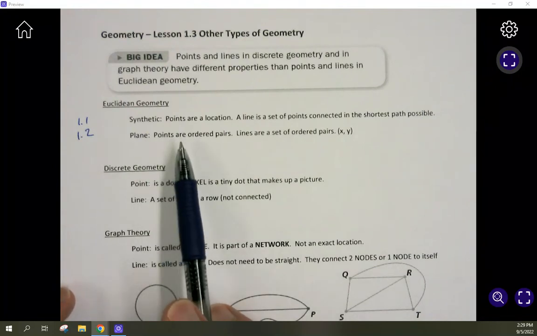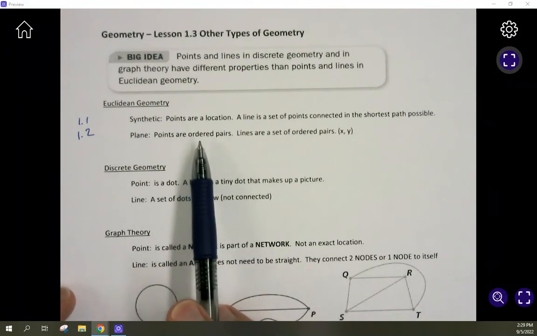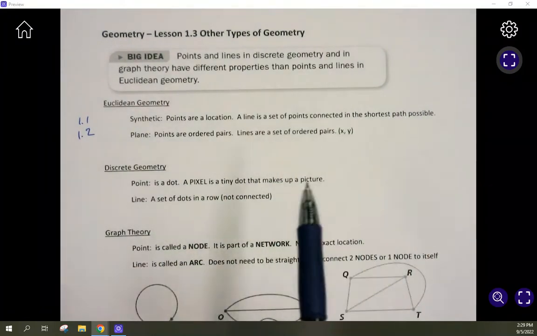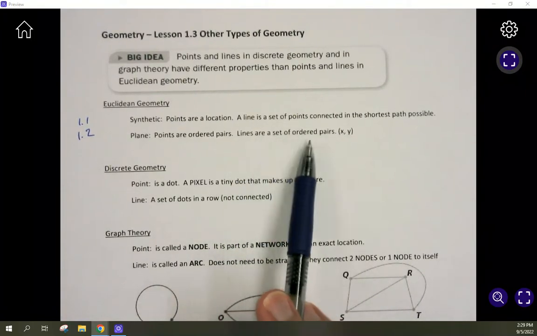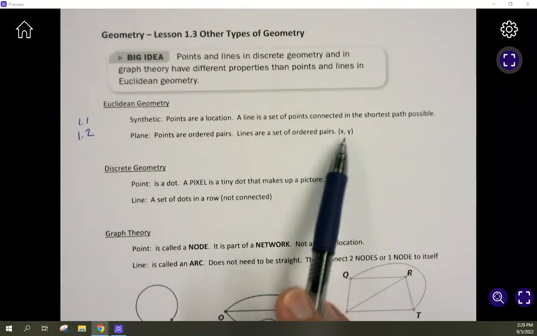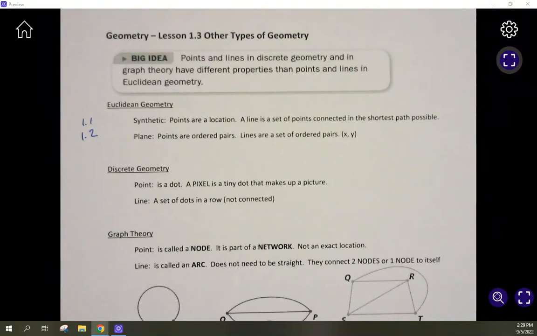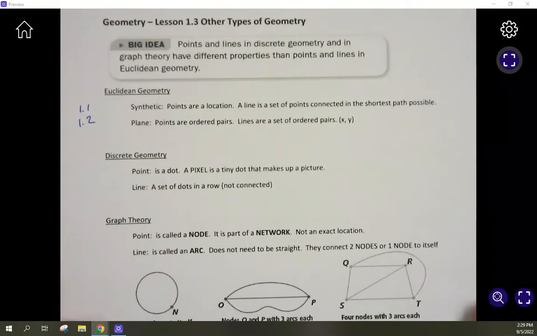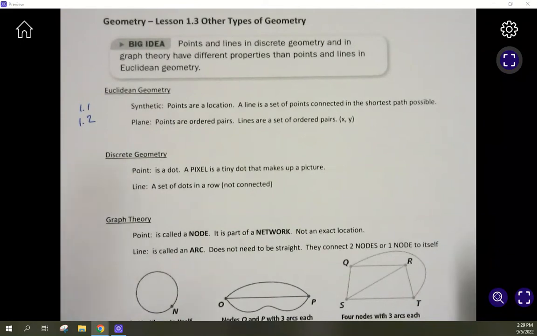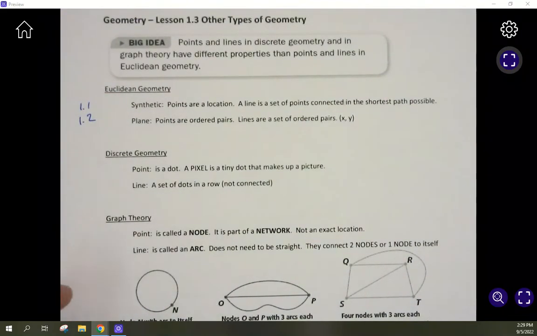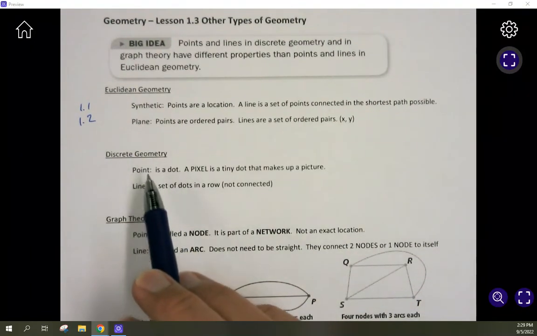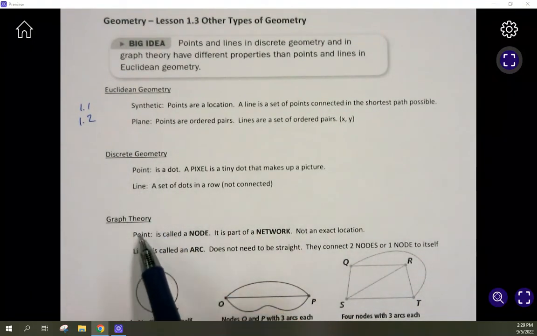And then if we are looking at plane geometry, we're on a graph, on a coordinate plane, and so lines are sets of ordered pairs. We've got all these ordered pairs and they are connected. So that's Euclidean geometry. That's what we've been talking about, just not focusing too much on that word itself. Now, discrete geometry, again, we're going to look at the most simple parts of these to show how they're different.